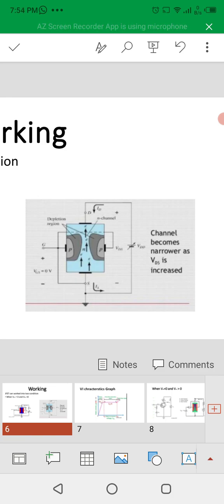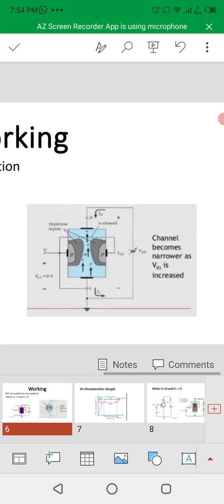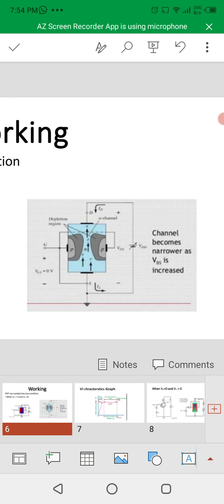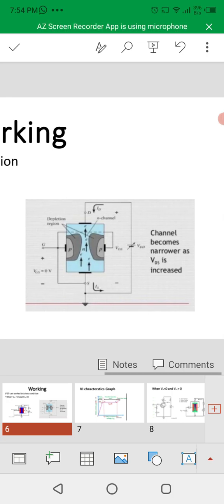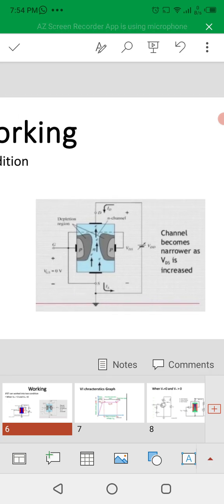what is the main working of the source S? The charge carriers enter into the channel. Majority charge carriers, the electrons, enter. The arrow shows that the electrons move from source to drain, and the current ID flows through the source.